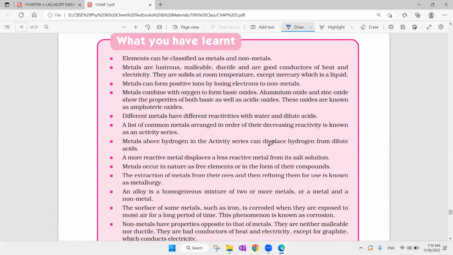Then you see what we have learned. These all concepts are also important. If you have any doubts, you can clarify tomorrow also, or you can clarify now itself. If you are done, you can leave. If you have doubts, you can stay and ask me.